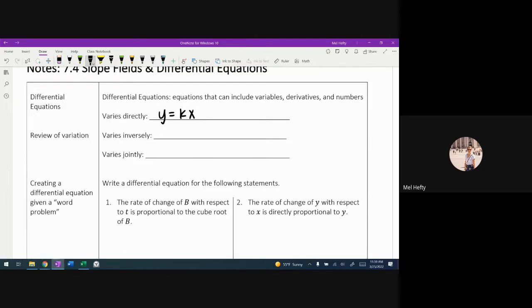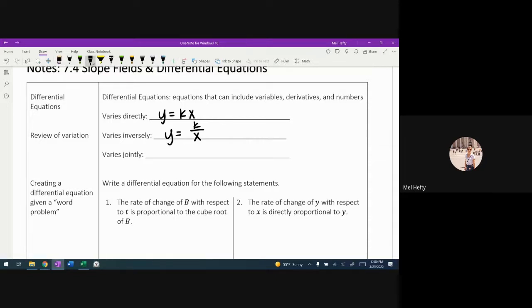Varies inversely. Anyone think they know what's different about that one? Instead of multiply, I divide. So y equals k over x. The classic teacher example is the grade you get on a test is inversely proportional to the amount of time you spend on your phone during class. You could also do ice cream sales is probably inversely proportional to, or is that directly proportional? Because hotter temperature, more ice cream. That was a terrible example. Yeah, I don't know. The amount of cold it is.